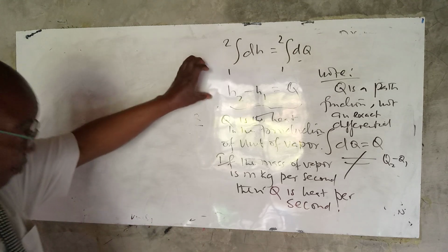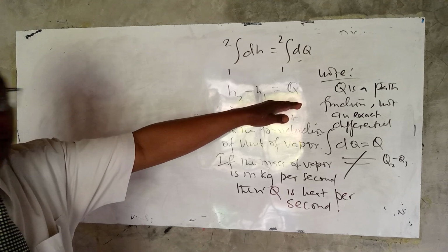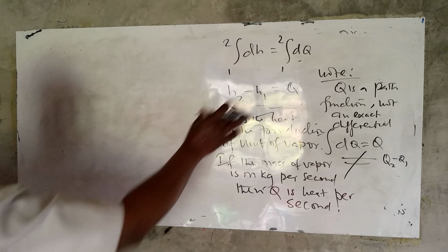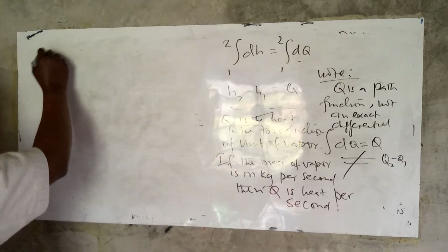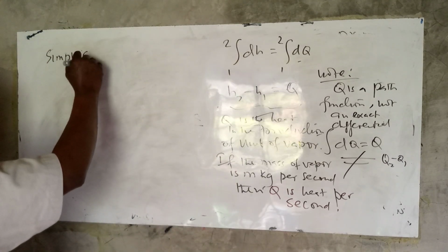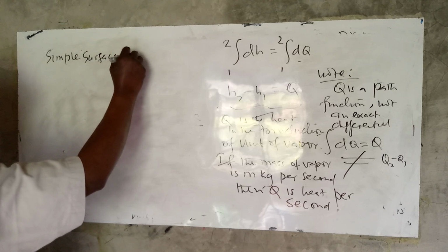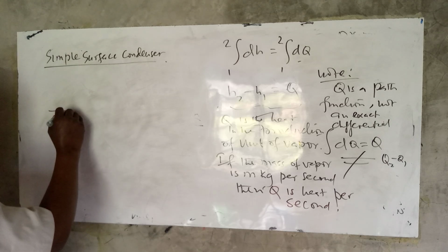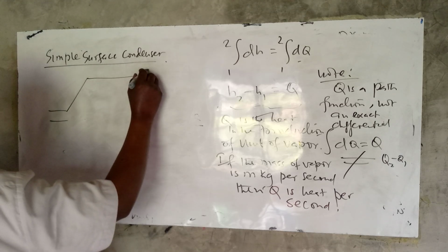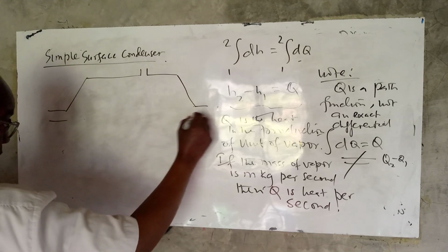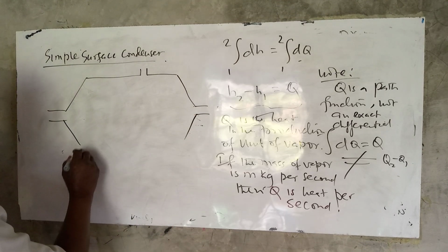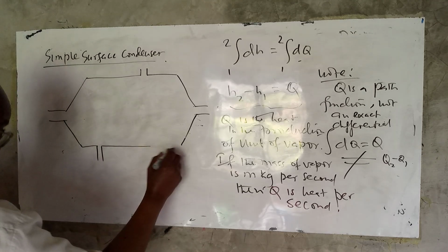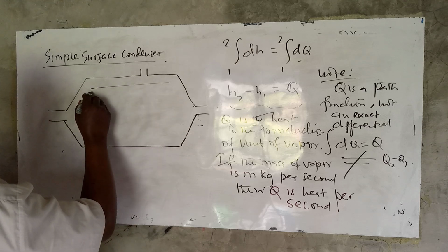And notice one thing, before we move to a simple surface condenser, that to calculate the amount of heat, you only need these thermodynamic quantities at the entrance and at the exit. And then you're home and dry. Now, let's look at a simple surface condenser. Again, this is not drawn to scale. It's just a sketch for illustrative purposes.